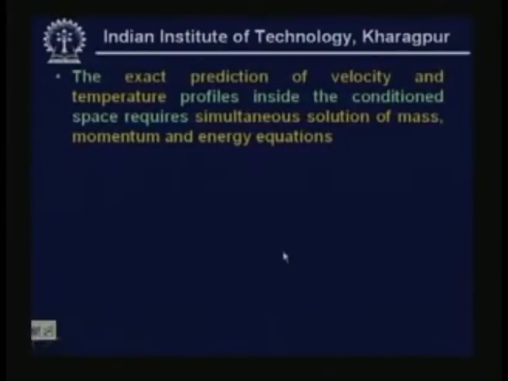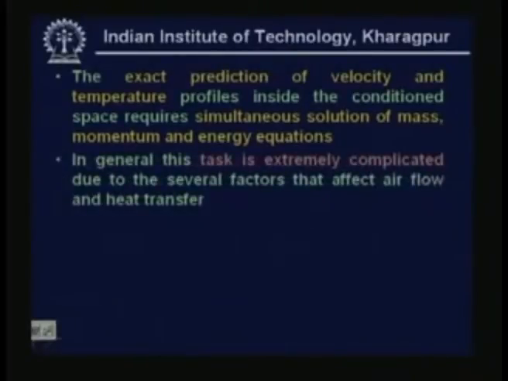The exact prediction of velocity and temperature profiles inside the conditioned space requires simultaneous solution of mass, momentum and energy equations. If you want to find out what is the temperature and velocity at a particular location inside the conditioned space, then you have to solve all these three equations simultaneously, but you find that this task in general is extremely complicated due to the several factors that affect airflow and heat transfer. So, mathematically obtaining the exact velocity and temperature profile is very difficult.